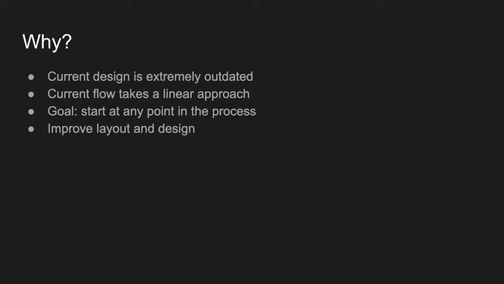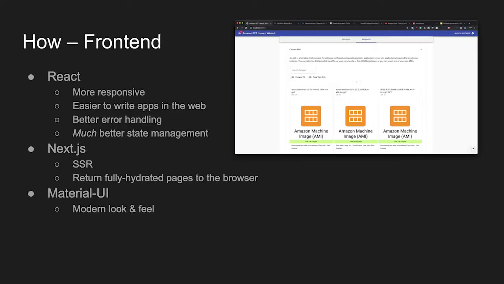So one of the big things we wanted to change is giving the user the ability to start at any point in the process. And then probably the biggest thing we tried to do, and we feel accomplished, is to improve the layout and the design of the application. So how did we do it?